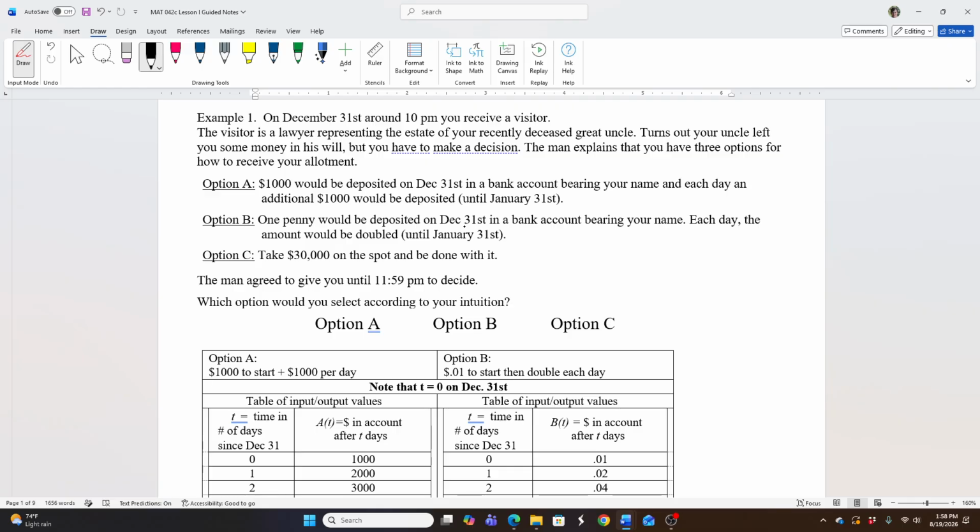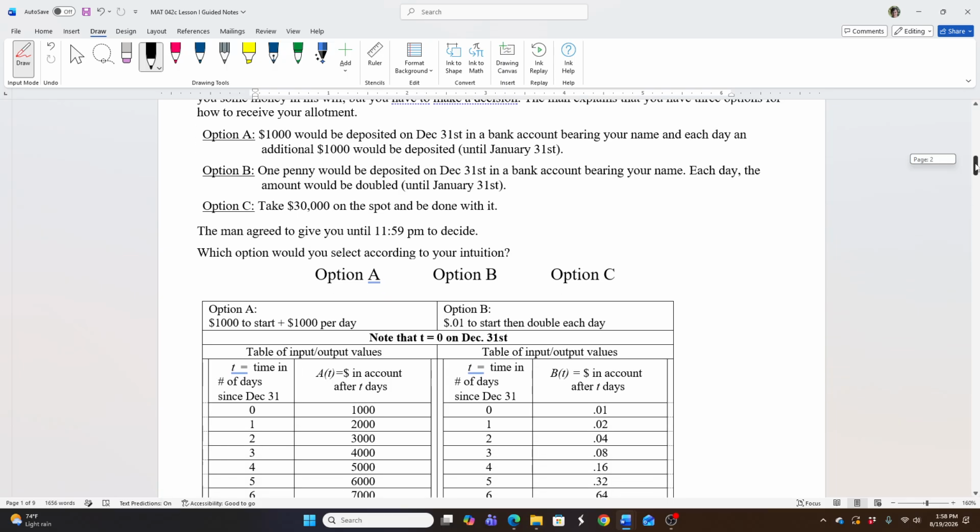Option B says 1 penny will be deposited on December 31st in the bank account bearing your name, and each day the amount will double. And option C says you can just take $30,000 on the spot and be done with it. The man gave you until almost midnight to decide. Which option would you select using your intuition? A, you get $1,000 every day. B, it doubles every day starting at 1 cent. Or C, you just get $30,000. So go ahead and circle that if you have a feeling about what you would choose.